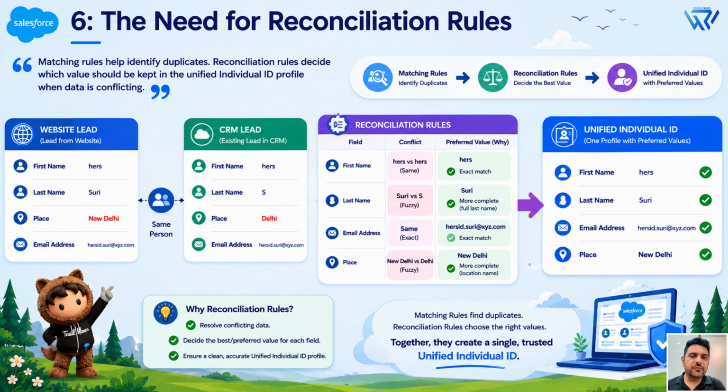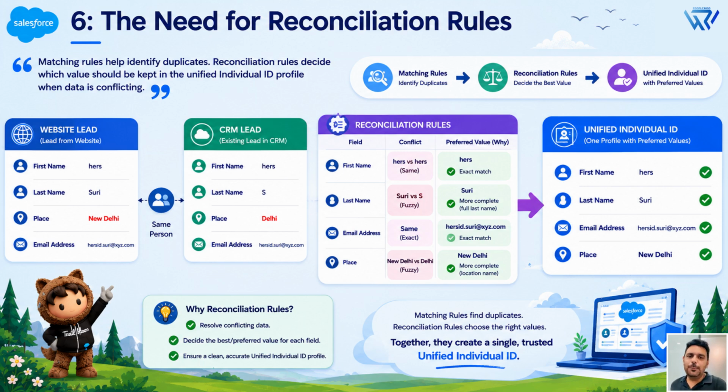Once we have written matching rules, it's time to write reconciliation rules. Now, when to write reconciliation rules? If you see our two records, one from your website and one from the CRM, both records are of the same person but have conflicting data. We can take the example of place. From the website, the place is New Delhi, but within the CRM system, the place is Delhi. The same thing happens with last name.